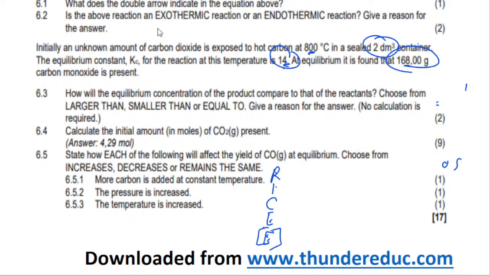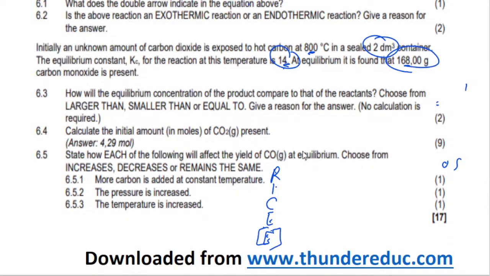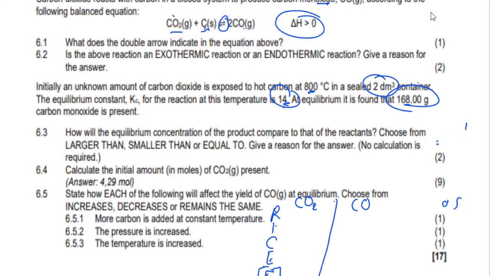RICE. In this case, what is the reaction? Carbon dioxide reacts with the carbon, giving me this, but the carbon is a solid, so I scoop it out. Therefore, it's going to be carbon dioxide giving me carbon monoxide. So carbon dioxide is the reactant and carbon monoxide is the product. The mole ratio is 1, and here it is 2.